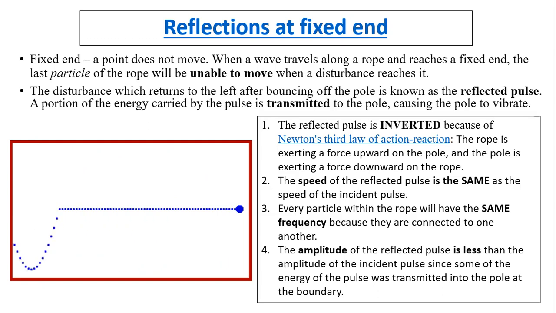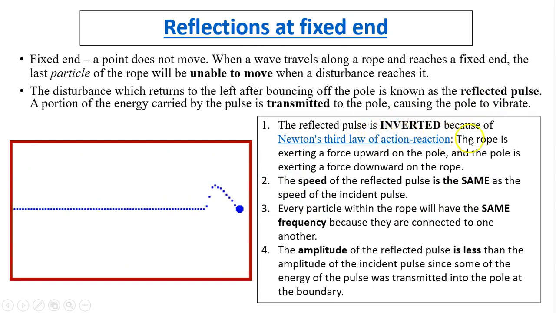So what happens to the disturbance? The disturbance which returns to the left after bouncing off the pole is known as the reflected pulse, and it will reflect downward. It's because this point doesn't move, it kind of pushes the other point downward. So the disturbance will return to the left as a reflected wave, and a portion will be transmitted to this point. And so this point is going to vibrate a little bit.